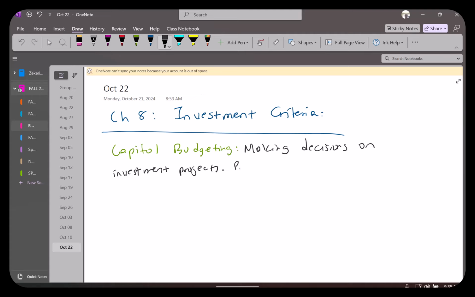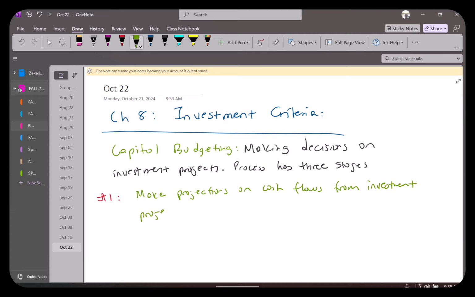This process has 3 stages. Stage number 1 is make projections on cash flows from investment projects. This is something we're going to cover in chapter 9.